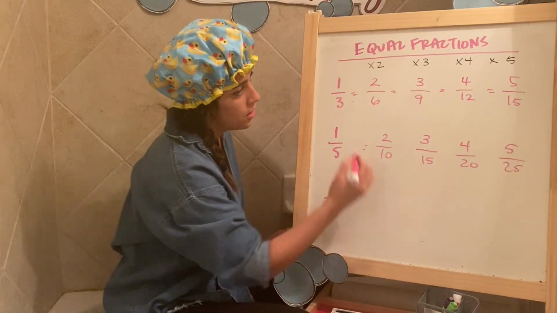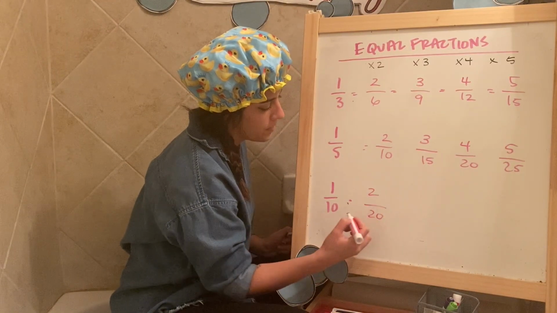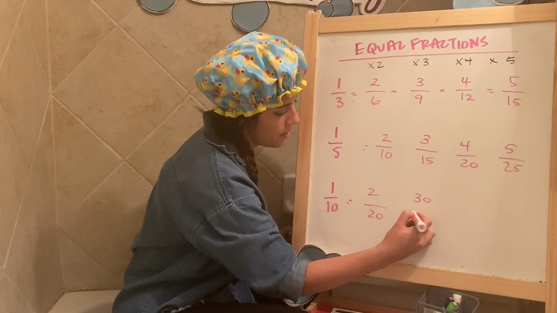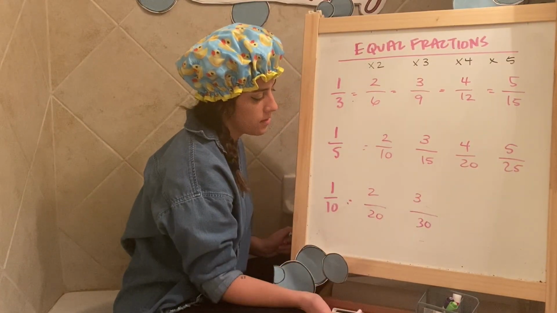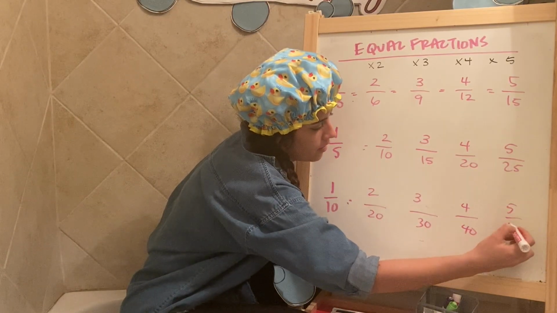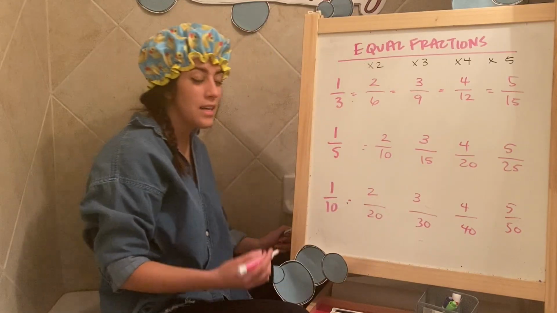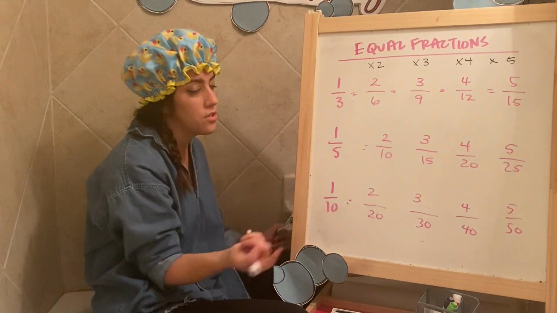Here, same thing. Times 2, both at the top and at the bottom. Times 3, both at the top and at the bottom. Whoa, 3/30, right? 4/40, 5/50. You can see how there are patterns. This is with a fraction that I just started with 1.